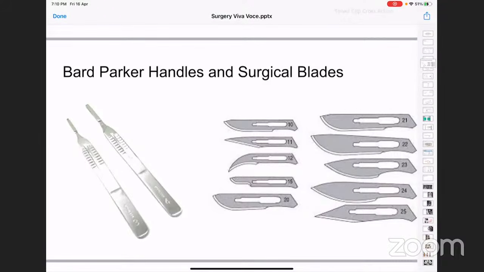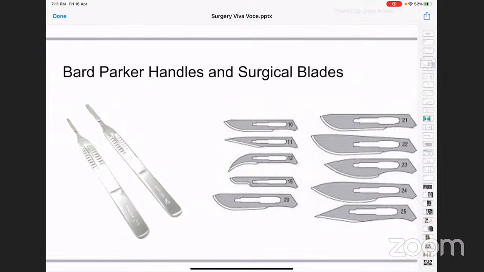So we have sizes like 3, 5, 7, and 4. Okay, so what is displayed here is size 3 and size 4. Okay, so the sizes of the BP handle 3, 5, and 7 are generally used for fixing smaller sized surgical blades like size 10, 11, 12, and 15. Okay, and the size 4 BP handle is used to fix larger blades like 20, 21, 22, 23, 24, all the way up to 25.